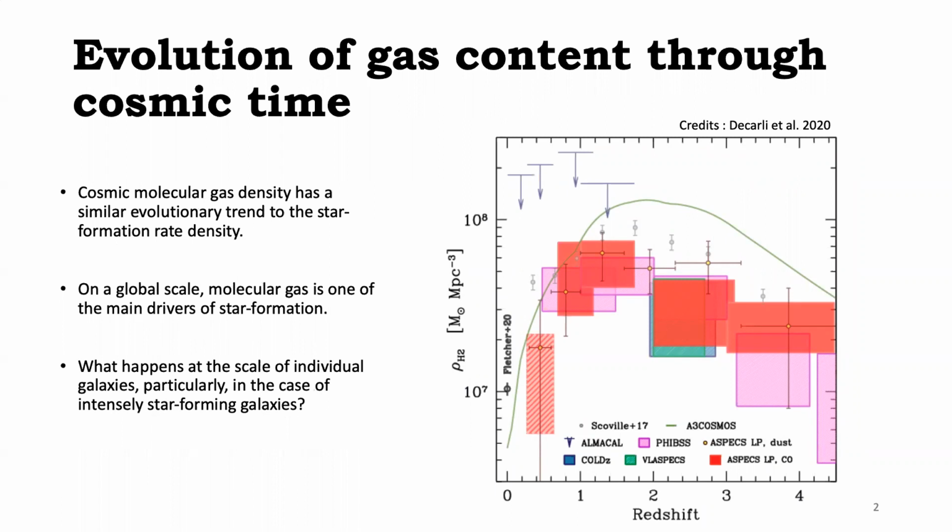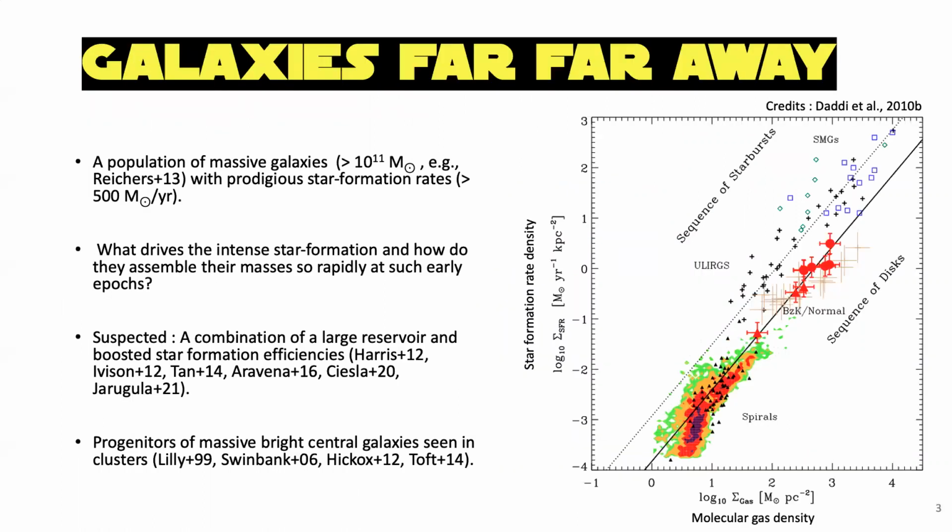We see a very similar trend as the SFRD, showing that on a global scale, molecular gas seems to be the main driver of star formation. But what really happens at the scale of individual galaxies, especially the ones that are most intensely star forming? For this reason, we study some of the most massive galaxies with very high star formation rates. In the plot here on the right, we see the star formation rate density as a function of molecular gas density. On the black solid line, galaxies can form more stars by simply having a higher gas mass.